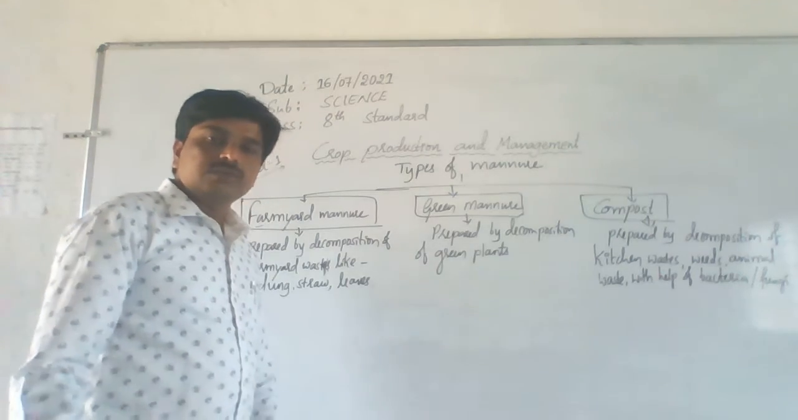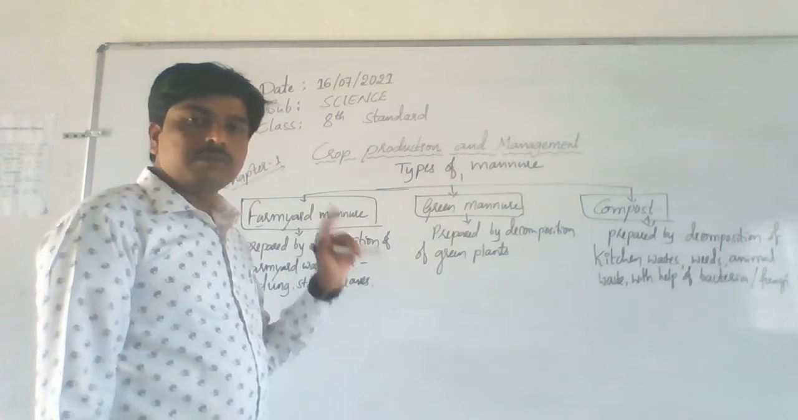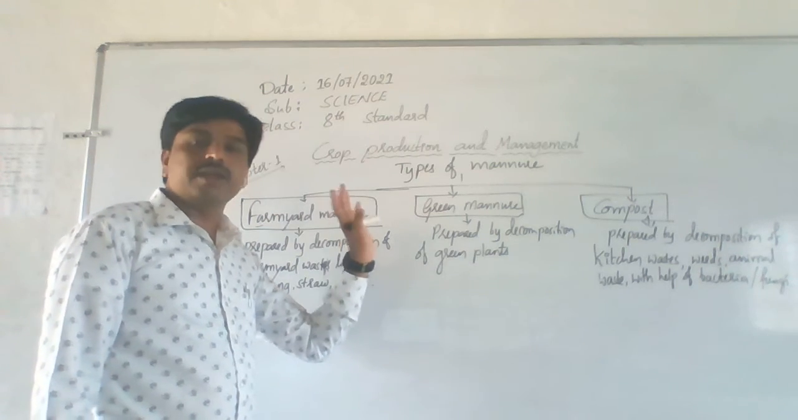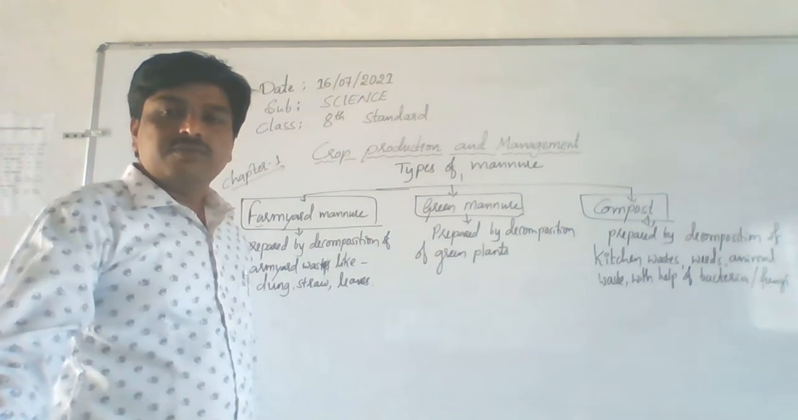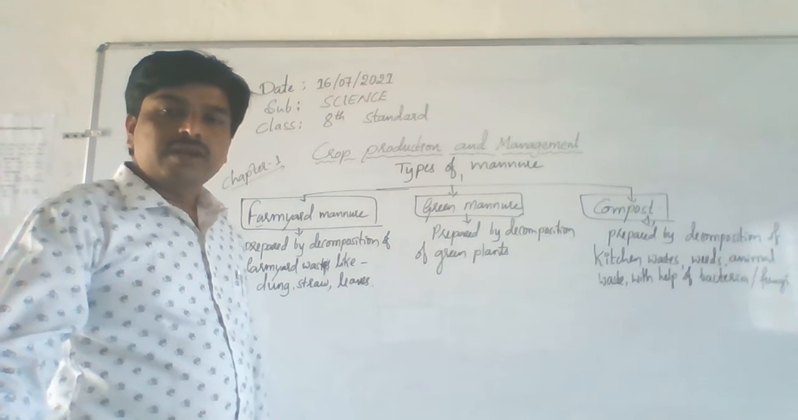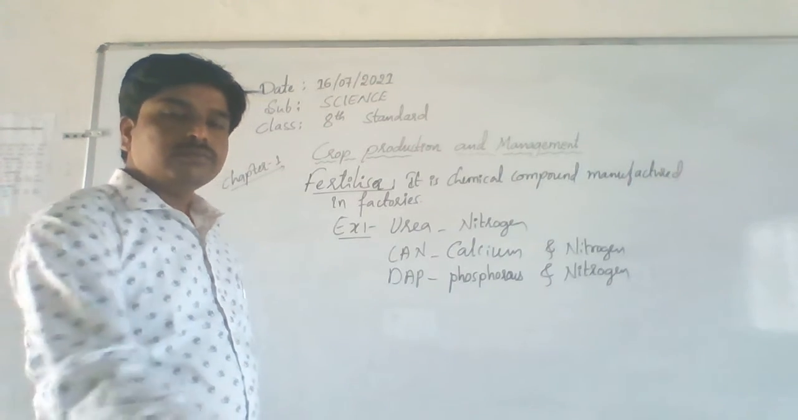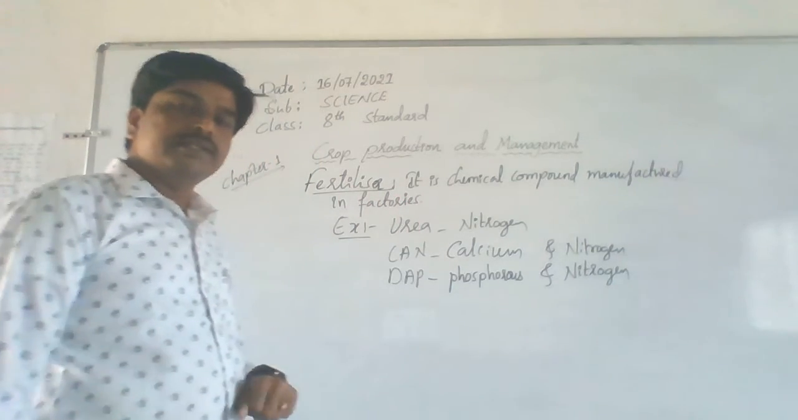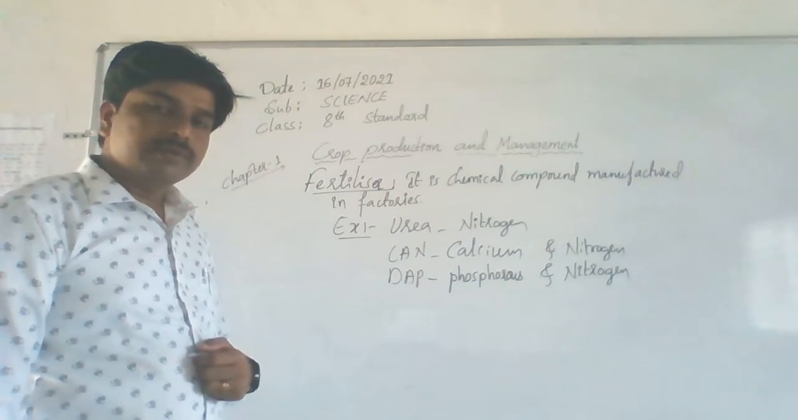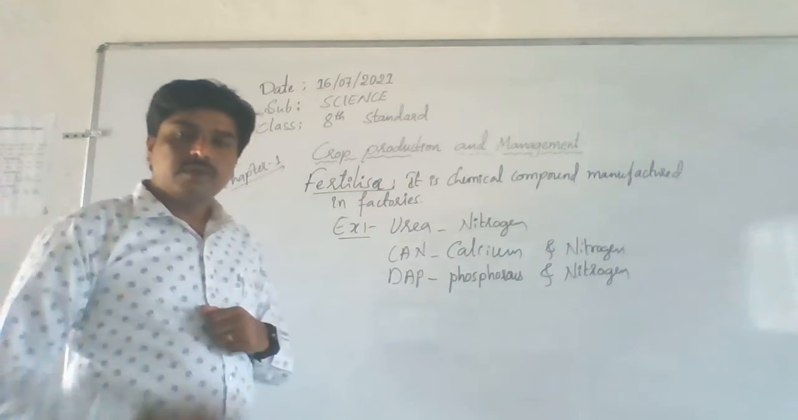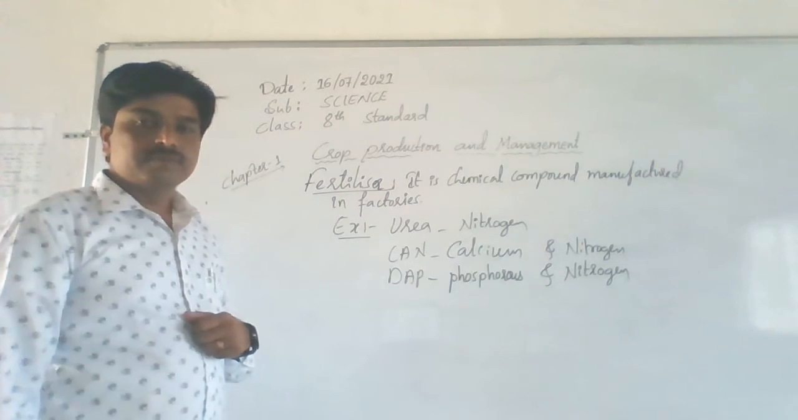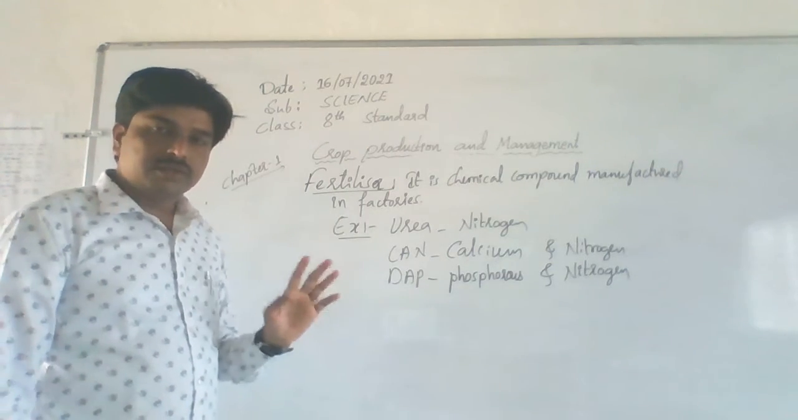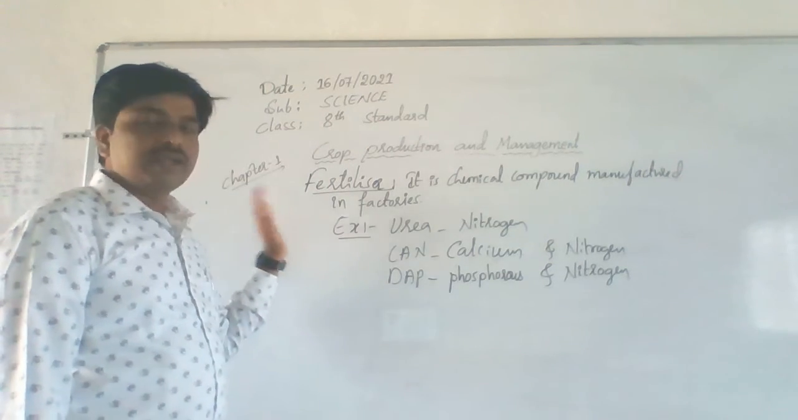So manure is prepared by the decomposition of plant and animal waste. That's all. That is manure. It is purely organic and natural. Understand? Now the second one is fertilizer. What is fertilizer? We already know that manure is prepared by the decomposition of plant and animal waste, purely organic.